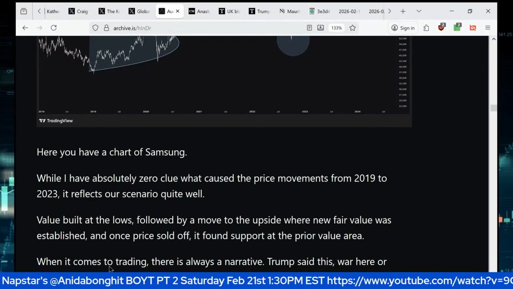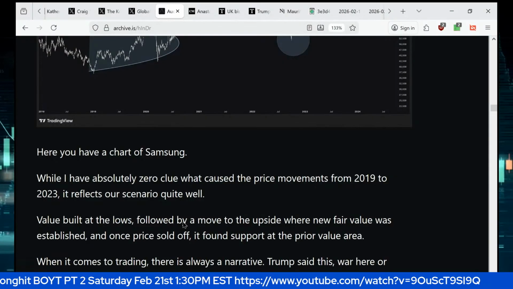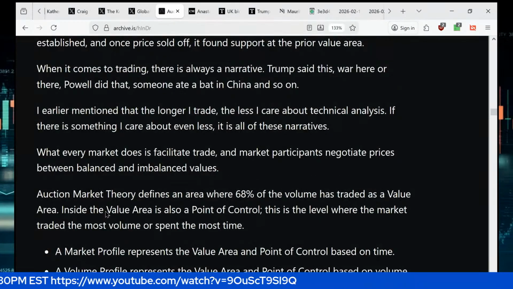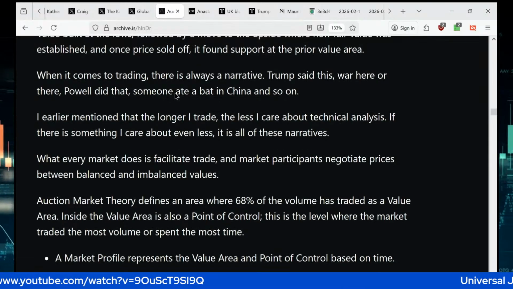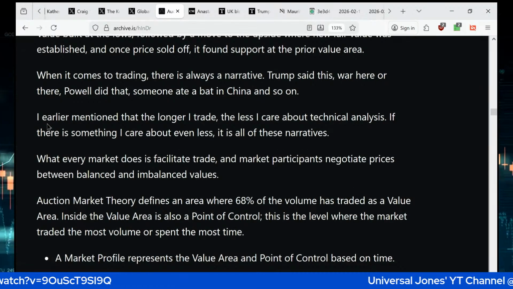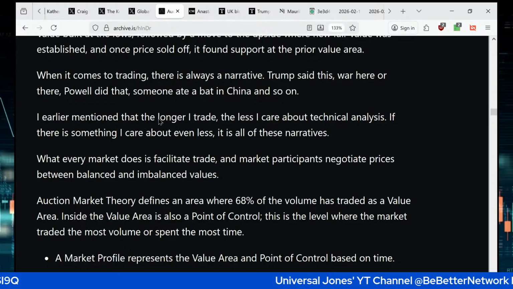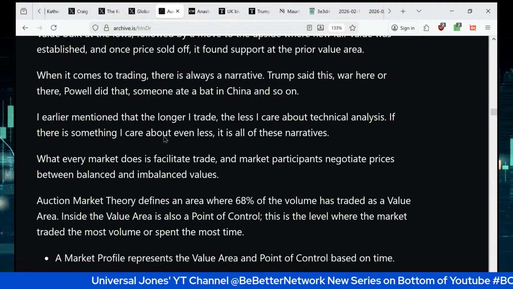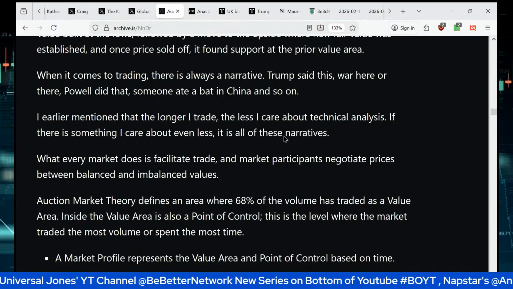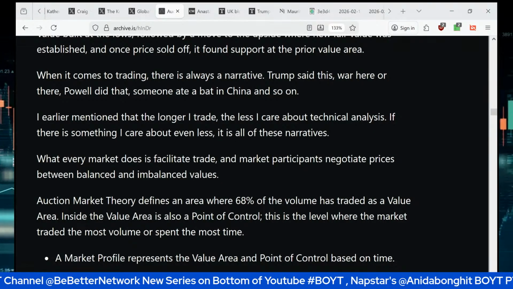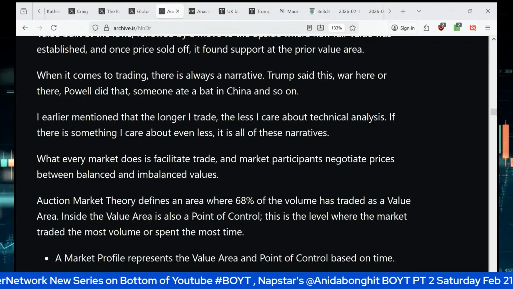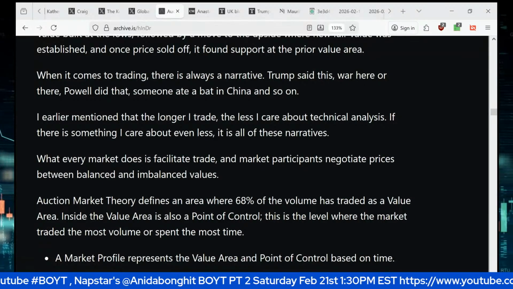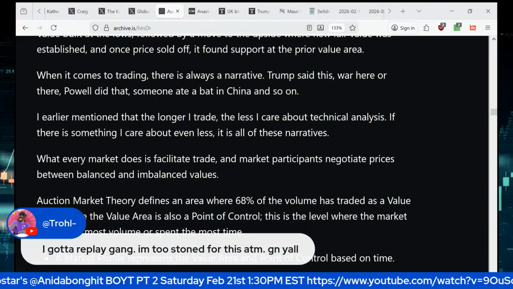When it comes to trading, there is always a narrative. Trump said this, war here or there. Powell did that. Someone ate a bat in China, and so on. I earlier mentioned that the longer I trade, the less I care about technical analysis. If there is something I care about even less, it is all of these narratives. Yes. If there's anything you should care less about, it's news. News is nonsense.